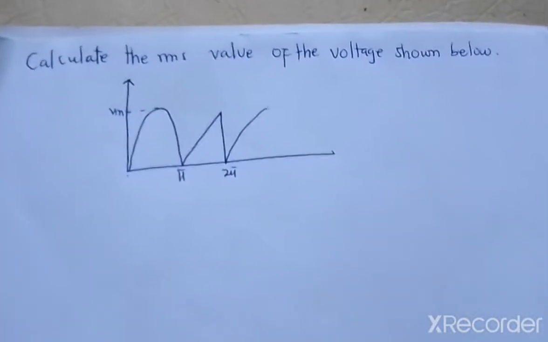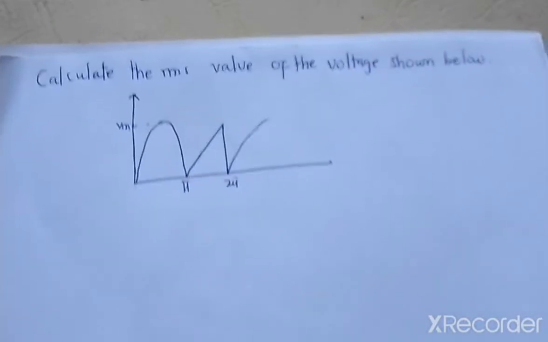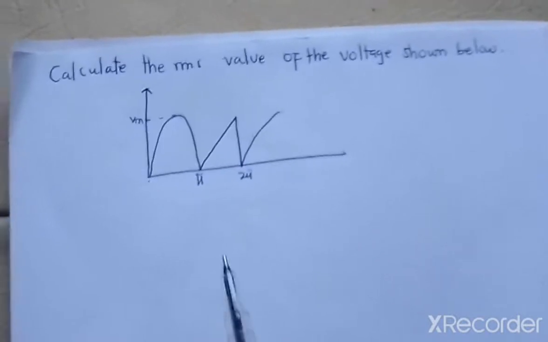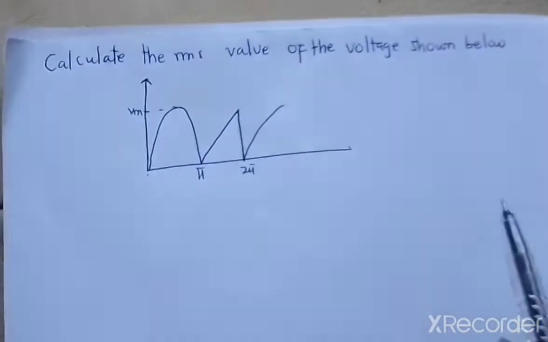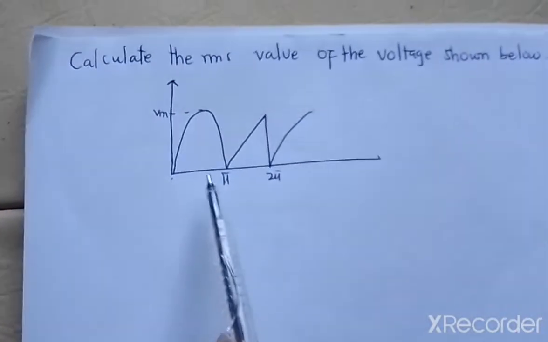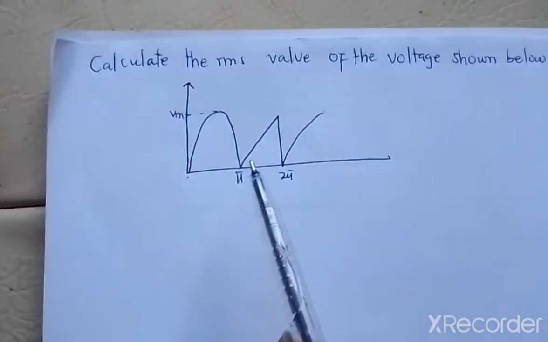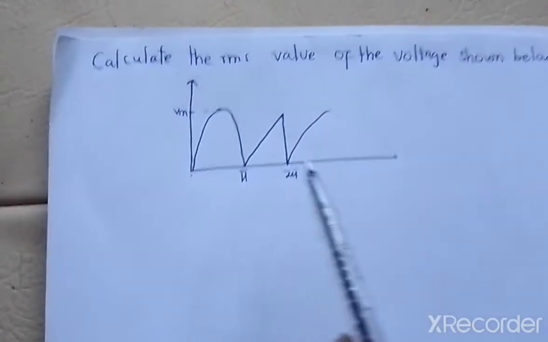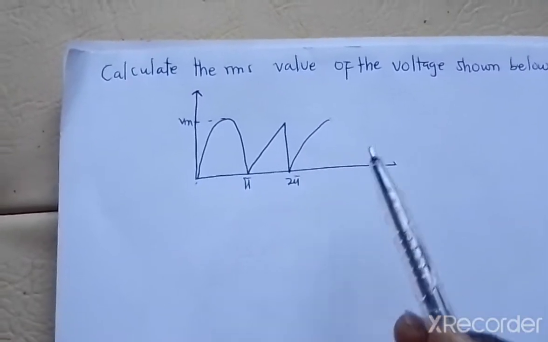Hello viewers, welcome to another session of my tutorial, and today we're going to talk about how to find the RMS value of some waveform. Now we have this waveform here, which is a sinusoidal wave in addition to a right angle triangle wave, and it repeats in that way.